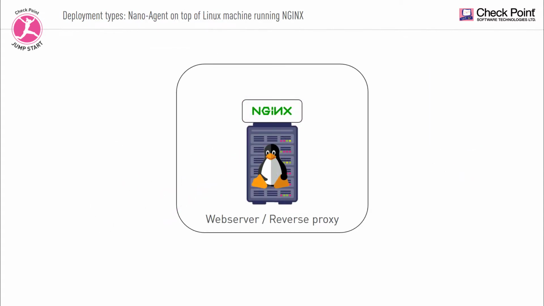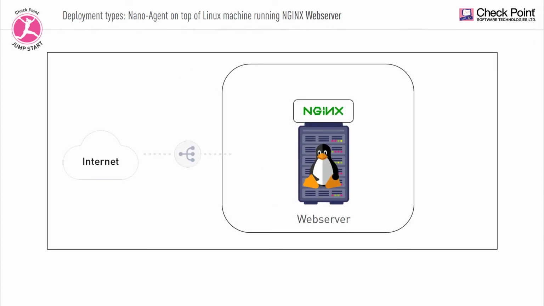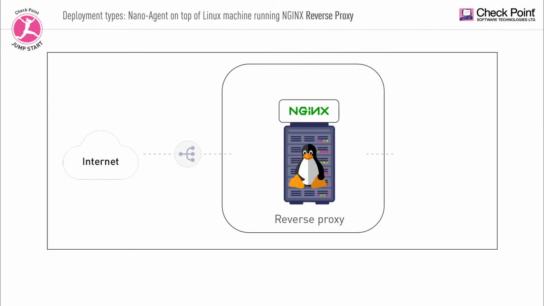AppSec can also be deployed as an embedded nano agent on top of any Linux machine running an Nginx web server or an Nginx reverse proxy. The nano agent attaches to the Nginx as a standard plugin and provides CloudGuard's AppSec features. This type of deployment can take shape in 2 ways. Either as an Nginx web server where both protected web app and the nano agent reside on the web server, or as an Nginx reverse proxy where the nano agent resides on Nginx. In this case, the Nginx reverse proxy is set up in front of the protected web app.